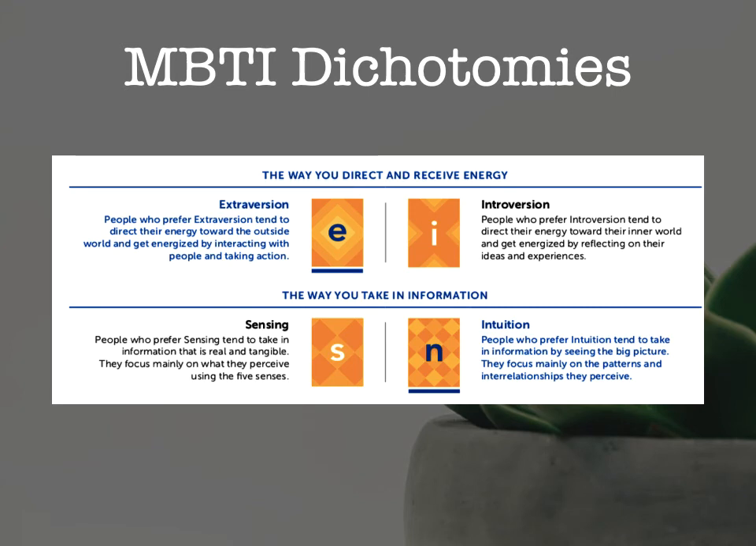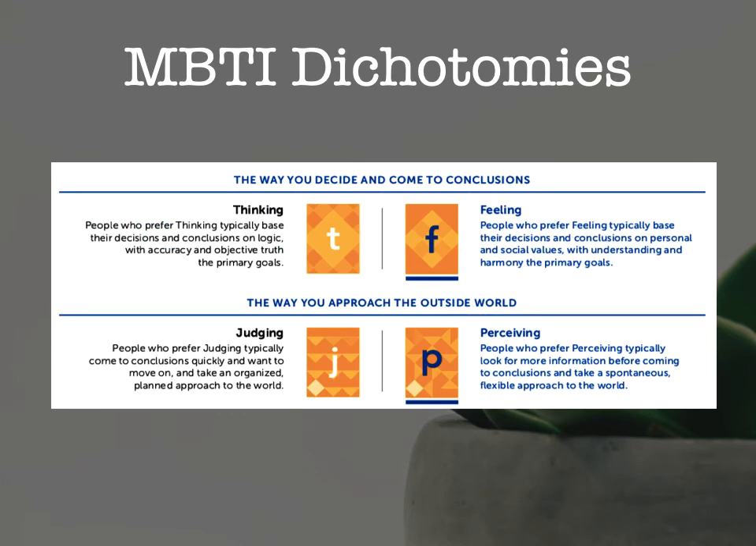Again, each dichotomy stands for something. Extroversion stands for this one, introversion stands for this one, and a client's score may fall on either side of each dichotomy: whether the person tends to be extroverted or introverted, tends to be sensing or intuitive, tends to use thinking when deciding or coming to a conclusion, or feeling, or whether they are into judging or perceiving when it comes to approaching the outside world.